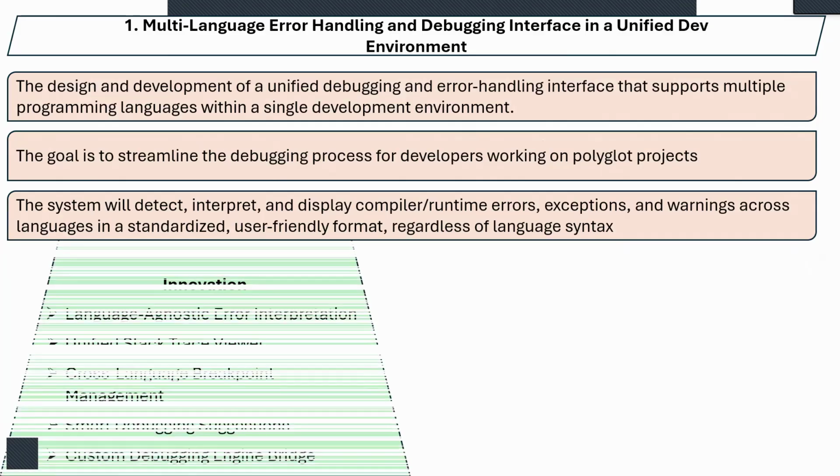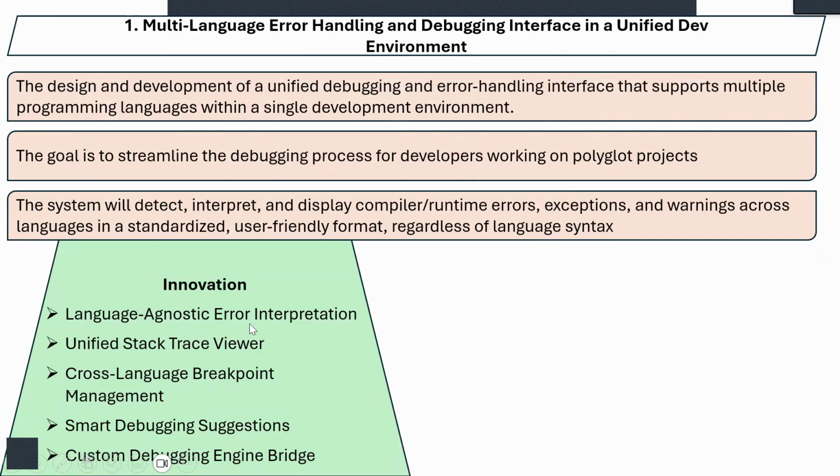So what are the innovation highlights? Language-agnostic error interpretation. So here it translates a language-specific error message into a human-readable, consistent explanation across all supported languages. Unified stack trace viewer. It allows viewing multiple language stack traces in a single flow, say for example, from a Python frontend to a C backend. Cross-language breakpoint management. It sets and manages breakpoints across files written in different languages from one interface.